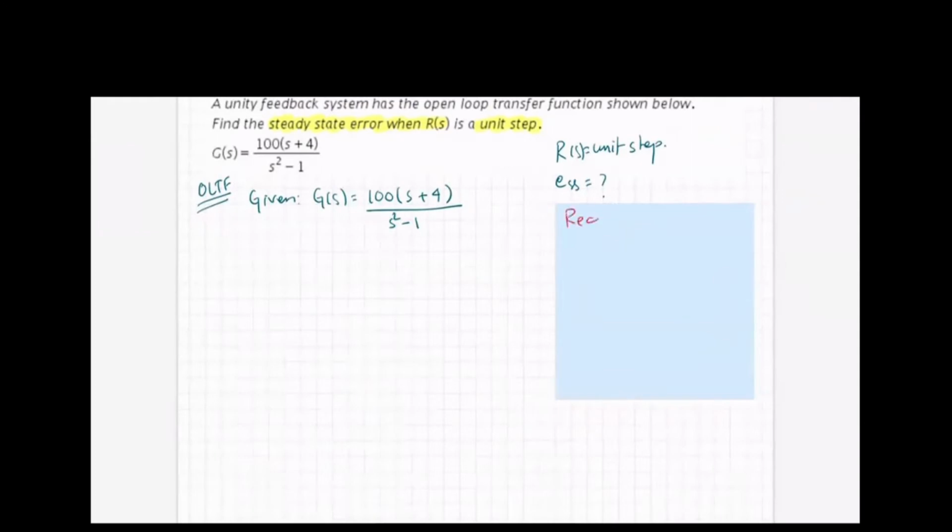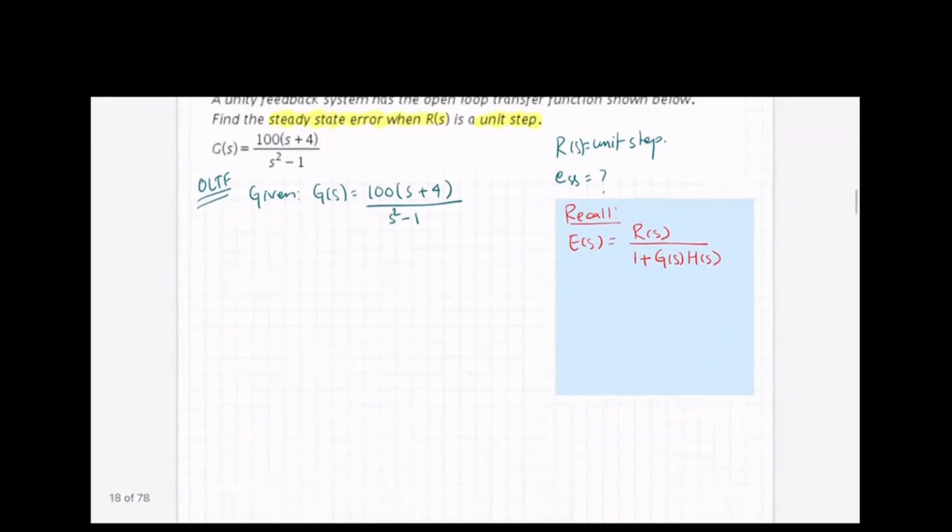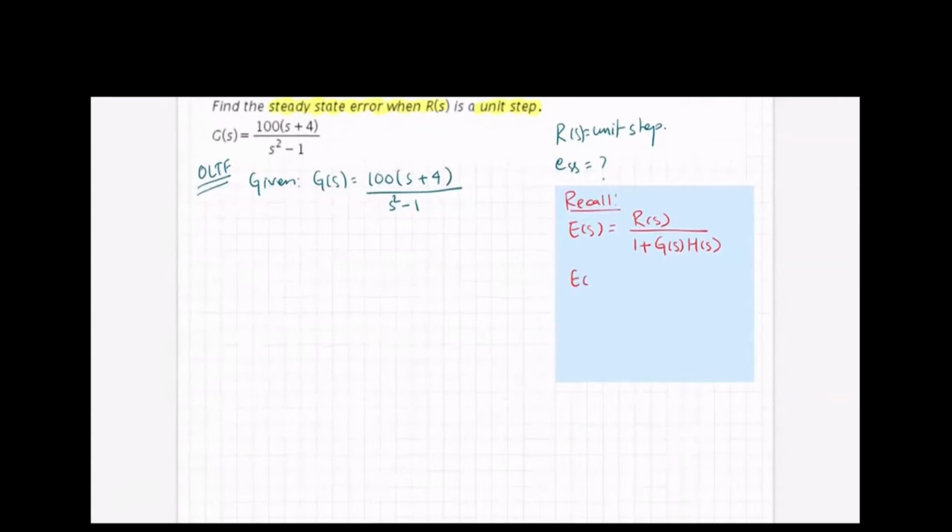So recall that E of S equals R of S over 1 plus G of S and H of S. But because we're not given H of S, we can simply get rid of H of S and write E of S over R of S equals 1 over 1 plus G of S, which is the closed loop transfer function, CLTF. So let's go ahead and convert this to a closed loop transfer function.